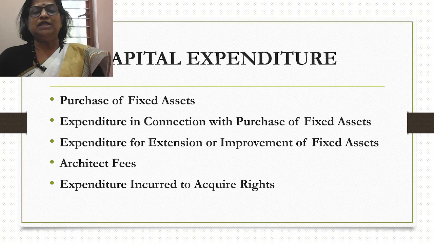Now, expenditure for extension or improvement of fixed assets. For example, if you have a semi-automatic machine and you are converting it into a fully automatic machine, it's a capital expenditure because the benefit you're going to get is for a number of years. Architect fees in the case of construction of a building is a capital expenditure. Expenditure incurred to acquire rights like patents, copyrights, trademarks, all these are examples of capital expenditure.